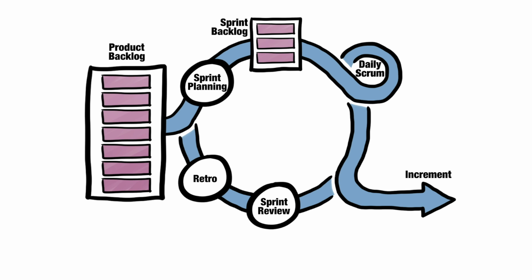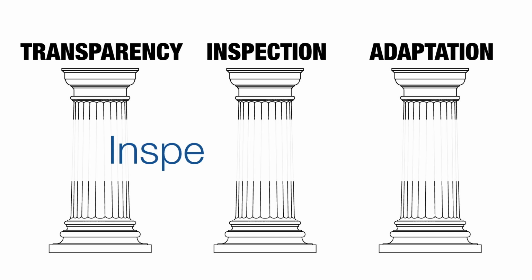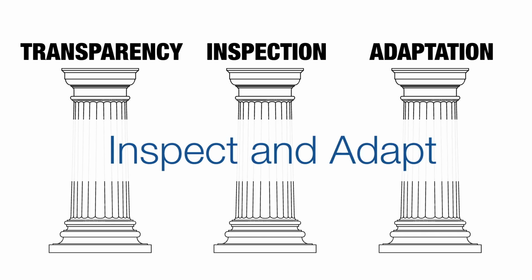We inspect what has been done, what is known, and we adapt, we change as necessary. Each one of the Scrum events, sprint planning, daily Scrum, sprint review, and sprint retrospective, is underpinned by the three pillars. Given an appropriate level of transparency, each of the events is an opportunity to inspect and to adapt.